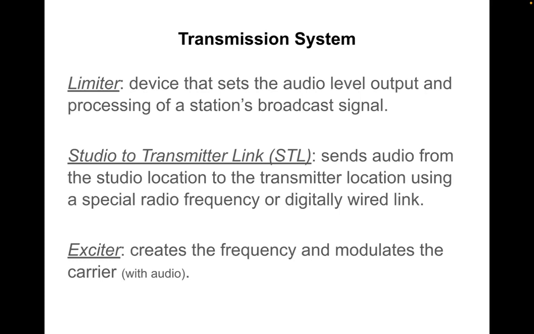Now let's proceed to the components of an FM station's transmission system. The first piece is the limiter. The limiter sets the audio level output and audio processing of a station's audio signal. It has built-in multiband compressors to make the station sound as loud, clear, and frequency responsive as possible.